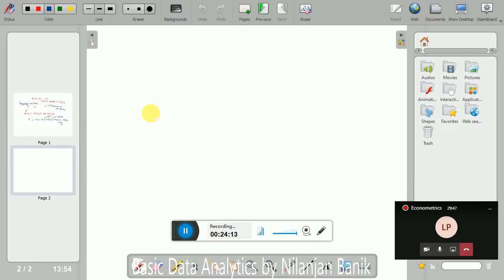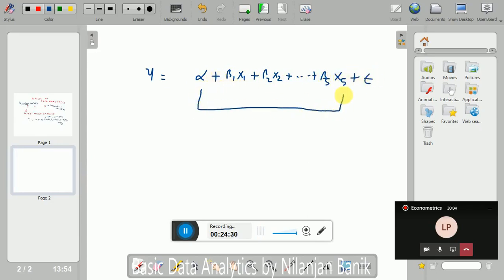Okay. Now some of the other assumptions that we made: whenever we have this alpha plus beta 1 x1 plus, in our case, up to beta 5 x5, plus error. So this component I am calling y hat. Y hat means what? This is the estimated sales price of my house.